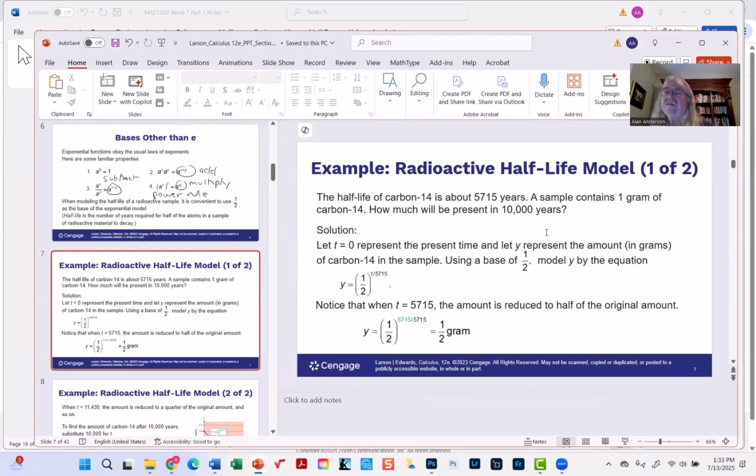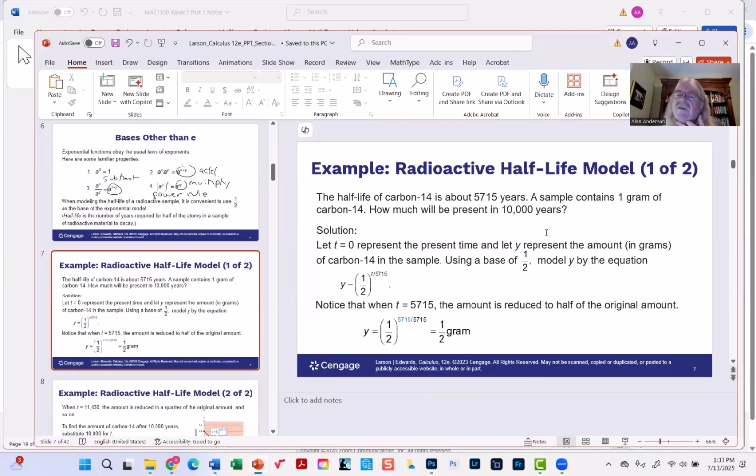By the decay of carbon-14, which is an isotope of carbon-12. The element carbon actually has an atomic weight of 12. Carbon-14 is an isotope which has, if I'm remembering correctly, two extra neutrons attached to it. It's been a while. So a sample contains 1 gram of carbon-14. How much will be left in 10,000 years?